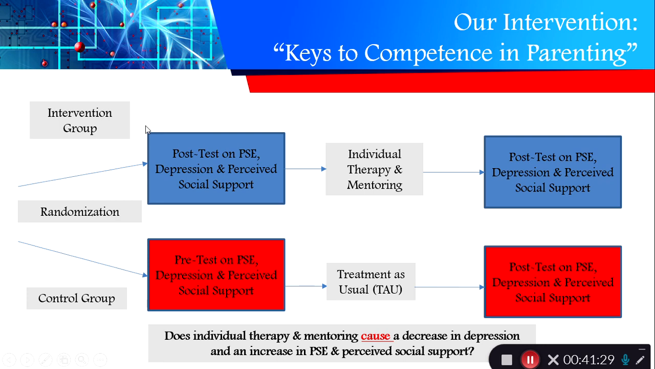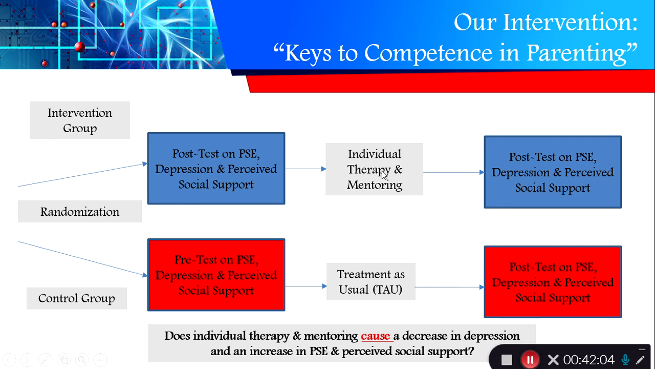So here's our intervention, and this is the classic experimental design, but I still want to draw on the example or the case scenario that we have been discussing throughout the last few lectures. The intervention that I've come up with, I'm calling Keys to Competence in Parenting. So let's just say here that for our experimental or intervention group, we are conducting an intervention, specifically individual therapy and mentoring.